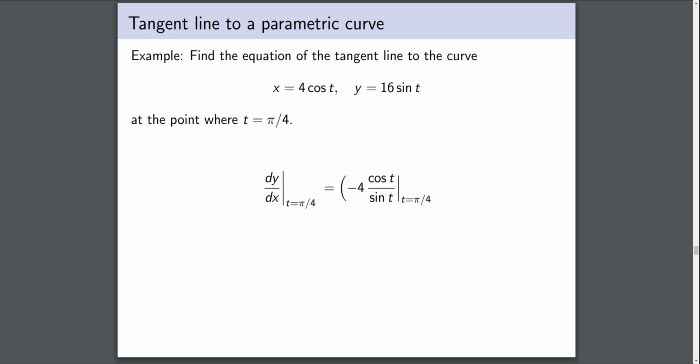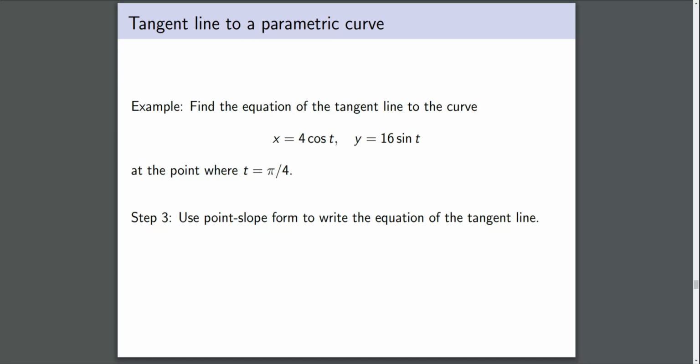I set that up here. There is the formula for dy/dx that I found on my last slide. And then we're going to set t equal to pi over 4. I did that here. And the next thing to do, evaluate those trig functions. Simplify. And it turns out that the slope of the tangent line is minus 4. That was the end of the second step.